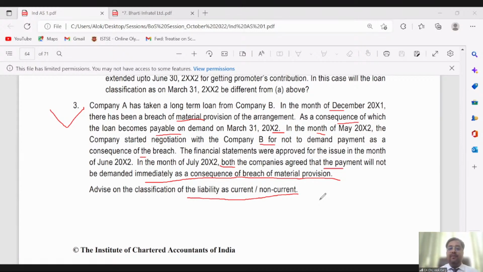So in this case, tell me whether the liability will be current or non-current as per Ind AS. Of course, the liability will be current because nothing has been concluded till the date of the board meeting. So in this case, the liability will be current. Is it clear, guys?